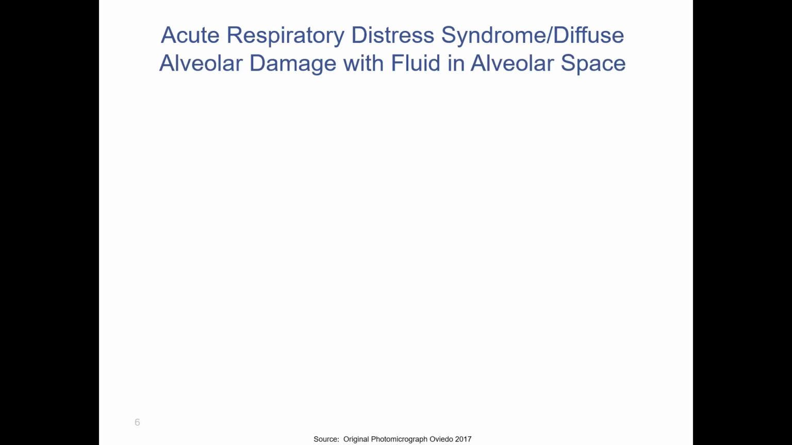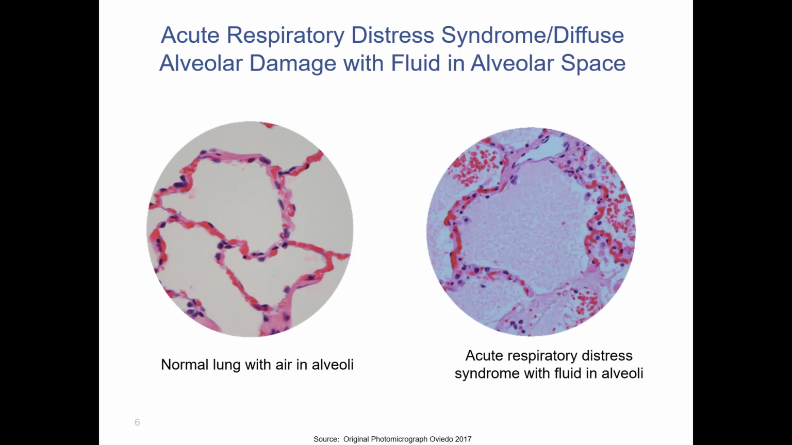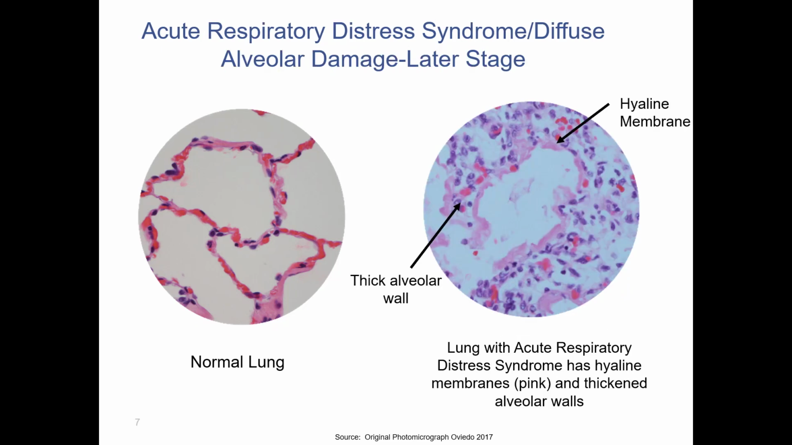Let's take a look at the pathology. This is a normal lung, which of course has air in the alveoli. Here on the right, I have acute respiratory distress syndrome with fluid in the alveoli. In a later stage, you will get the hyaline membranes, which you can see as that thick pink material, and the alveolar walls will also become quite thick.